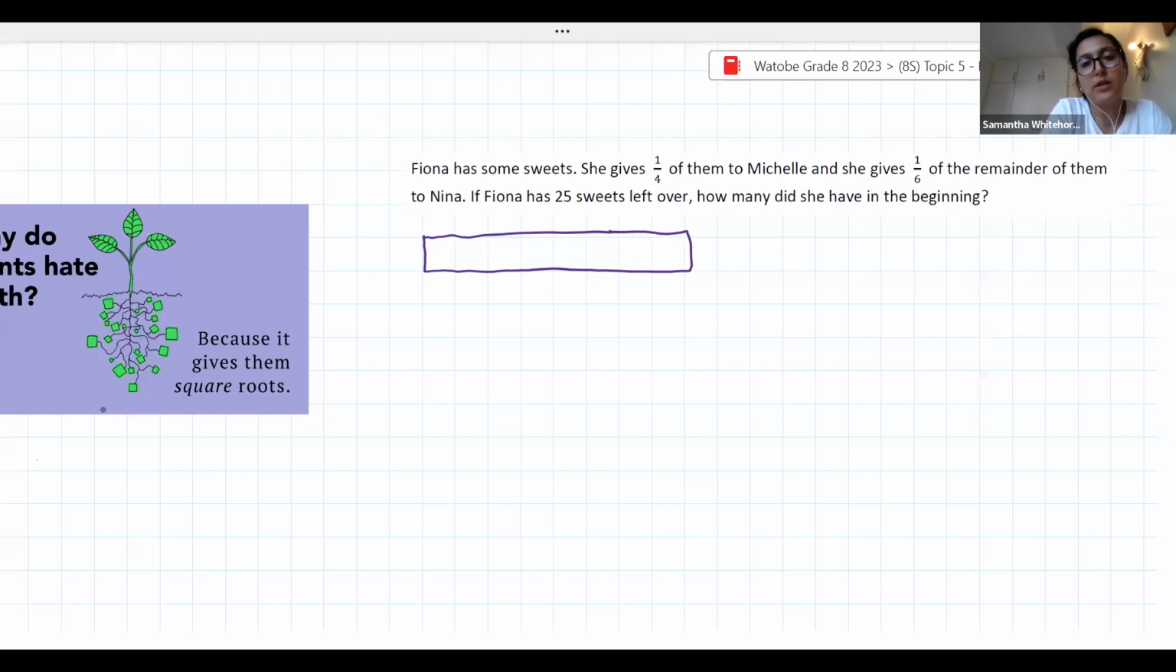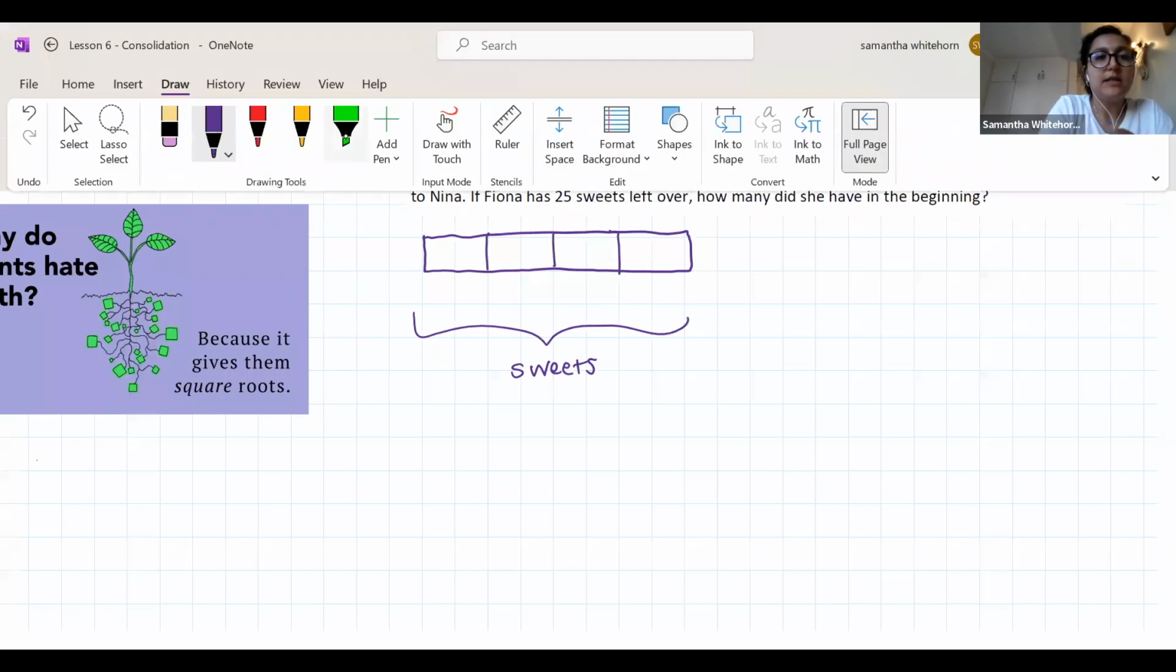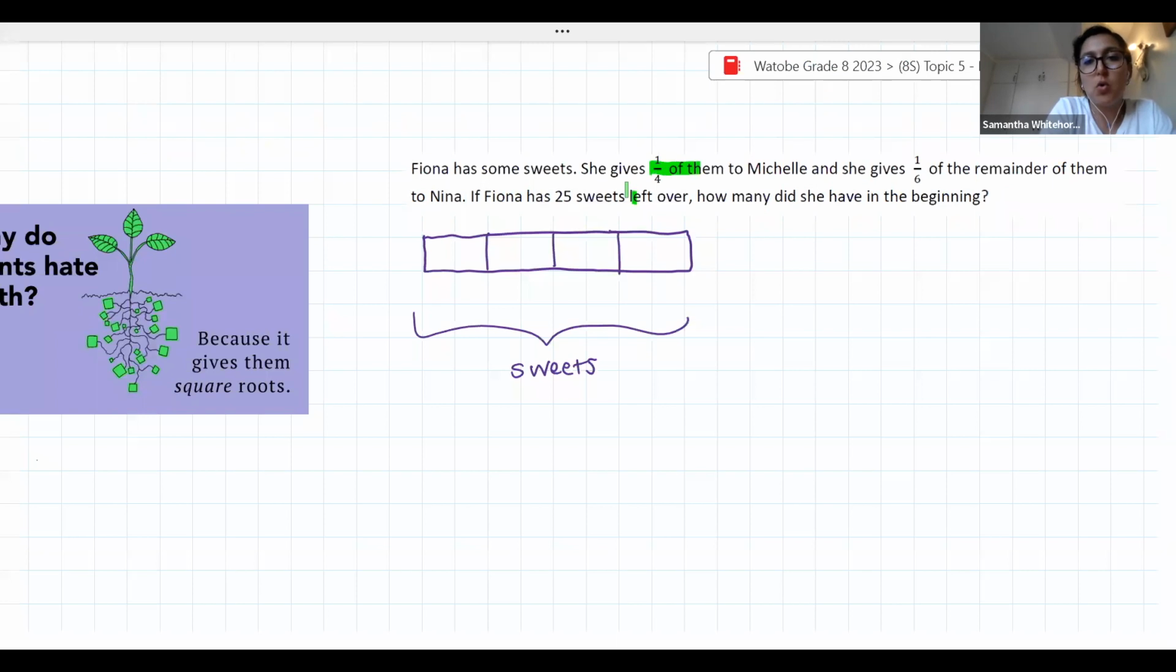And basically what this rectangle represents is the sweets. So this is all of the sweets that Fiona had. The second sentence told us that she gave a quarter to Michelle. So one of these 4 blocks went to Michelle, and then it said a 6th of the remainder.